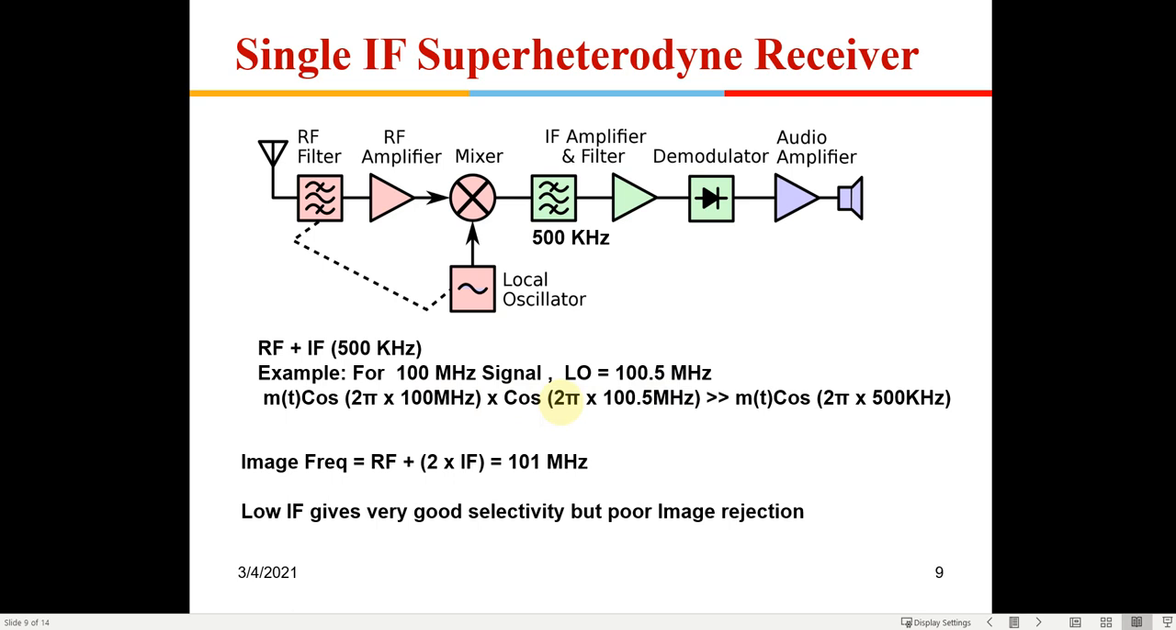So cos A into cos B is cos (A plus B) and cos (A minus B). It will give two components. Cos (A plus B) is going to be 100 megahertz plus 100.5 megahertz, which comes to 200.5 megahertz, which gets cut off because this is tuned to 500 kilohertz. This is a band pass filter, and this is the symbol of a band pass filter. It is going to pass only the 500 kilohertz signal. If you take the difference of 100 megahertz and 100.5 megahertz, it is 500 kilohertz. So only this 500 kilohertz signal will be passed.